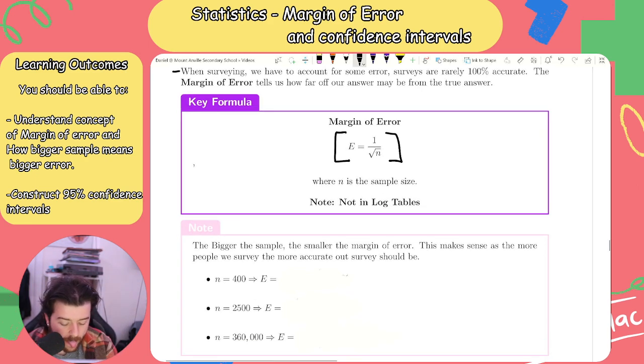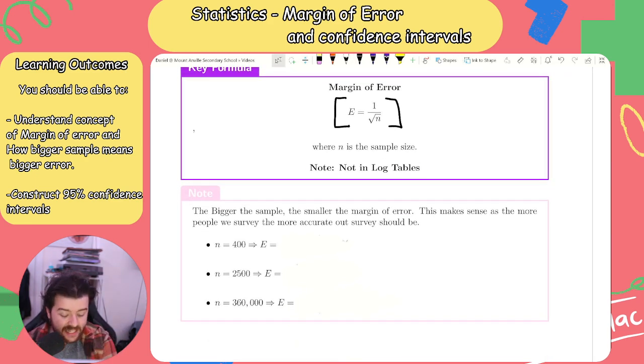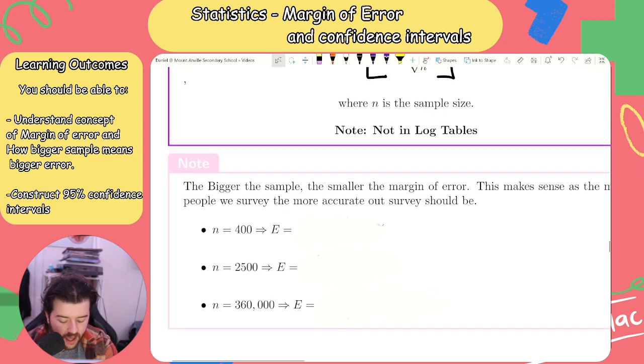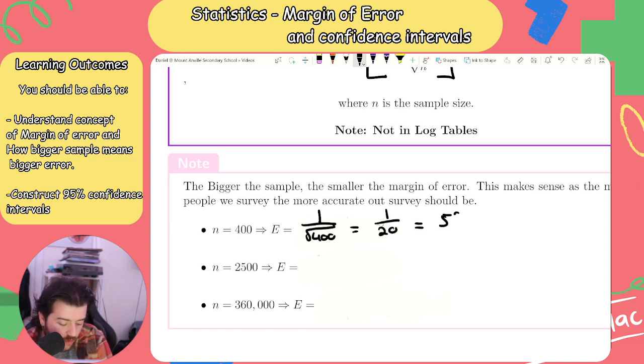Note, the bigger my sample, the smaller my margin of error, and that makes sense, right? If I survey 1,000 people, that's going to be way more accurate than me surveying 10 people. So let's look here. If my sample size is 400, my margin of error is going to be 1 over the square root of 400, which is 1 over 20, which is roughly equal to 5%.